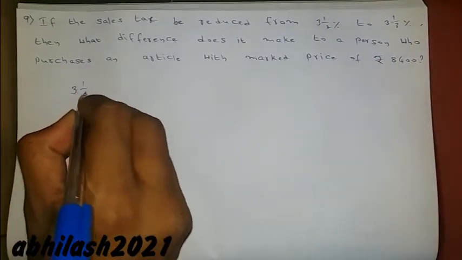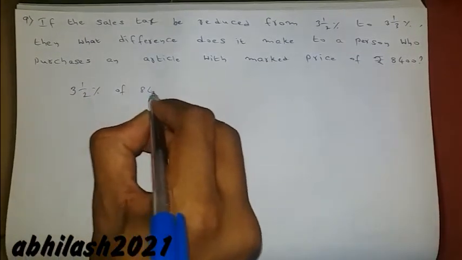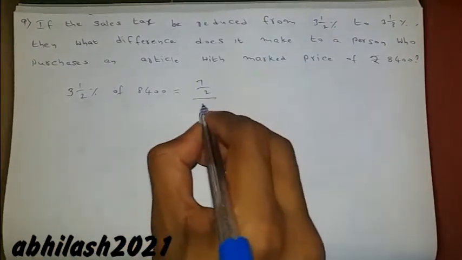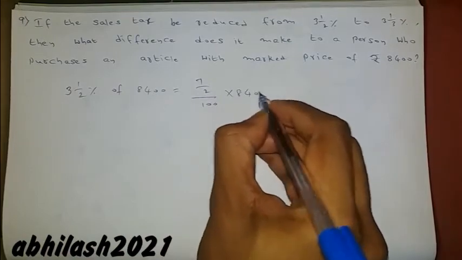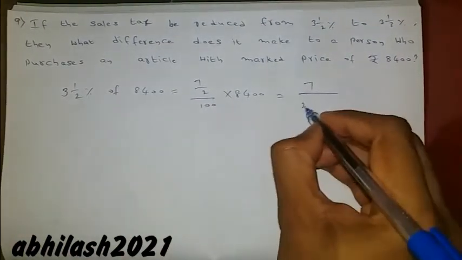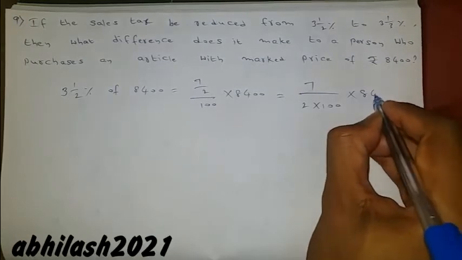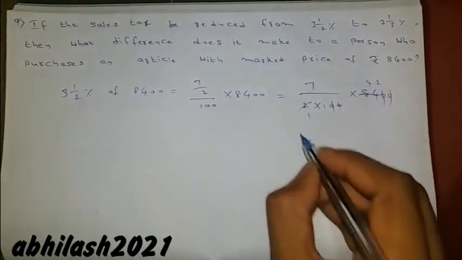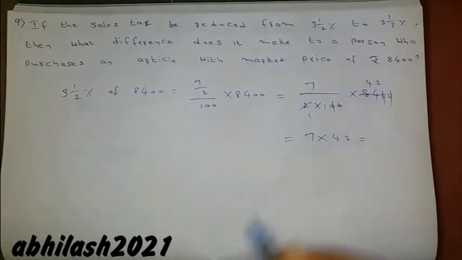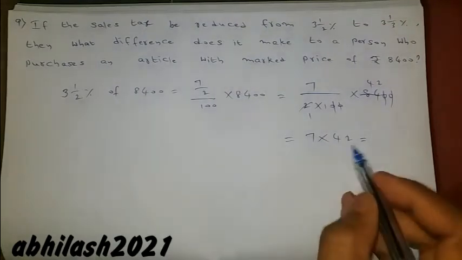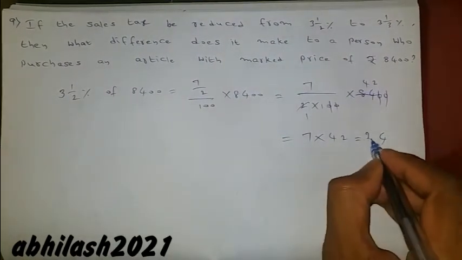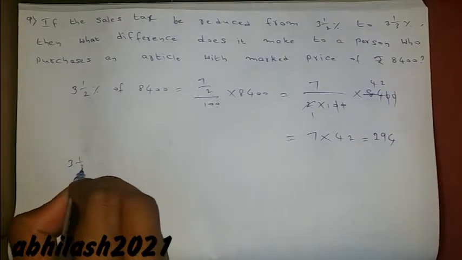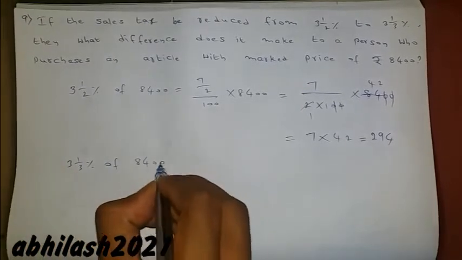So first let us check 3 1/2 percent of 8,400. 2 3s are 6 plus 1, 7/2 percentage, so 7/2 into 1/100 into 8,400. 2 zeros cancel, 2 ones are 2, 42 twos are 84, so we will get 7 into 42, 7 2s are 14, 7 4s are 28, so 294.